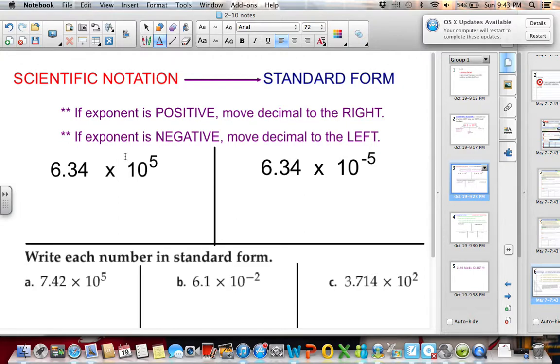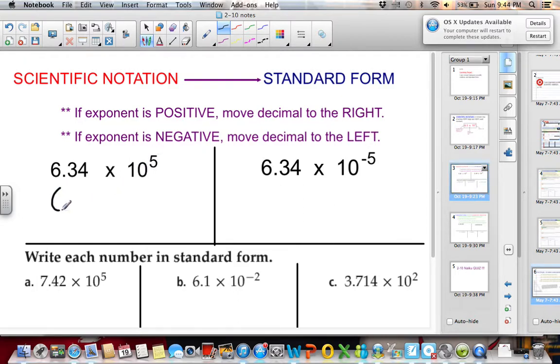If we want to convert between scientific notation and standard form, we first look at our exponent. If the exponent is positive, we move the decimal to the right. If the exponent is negative, we move it to the left. So here we're looking at 6.34 times 10 to the fifth. Our exponent is positive because 5 is positive, so I move my decimal to the right, and I'm going to move it that many places.